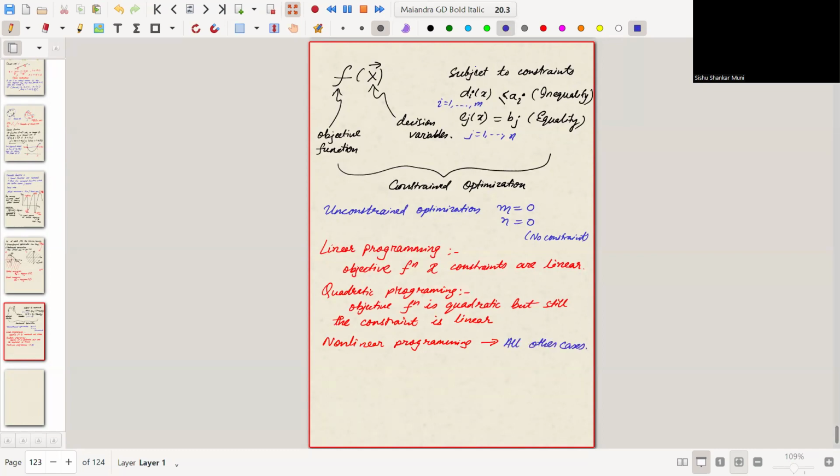So you know about linear programming now: your objective function and constraints are linear. Quadratic programming, your objective function is quadratic, but still the constraints are linear. Non-linear programming, all other cases. Whatever other cases you can fit into will be non-linear programming. So something about minimization and maximization, I will tell you.